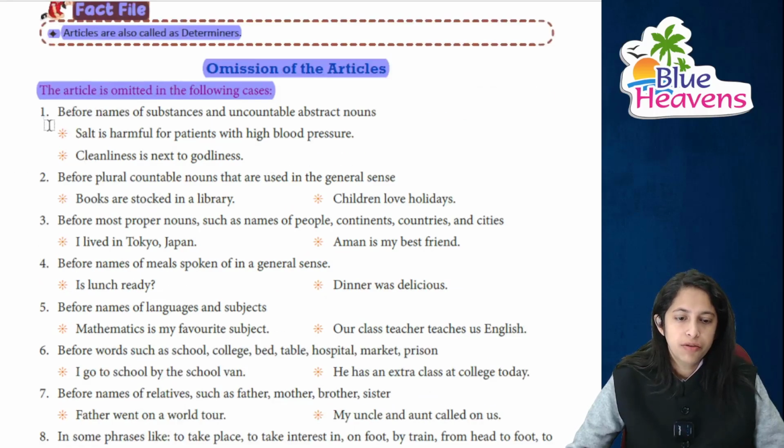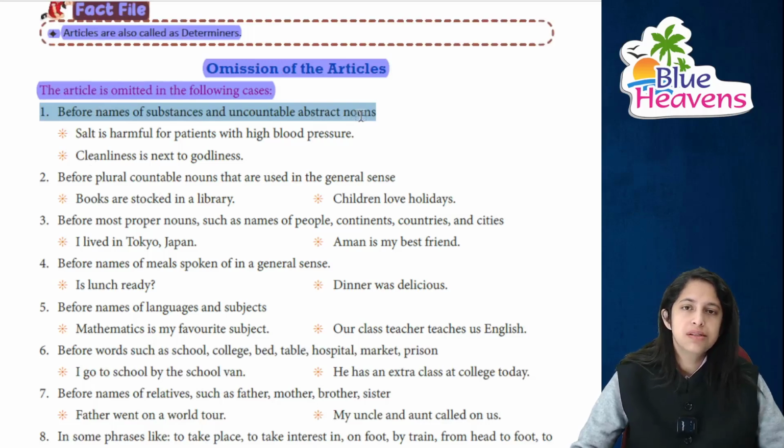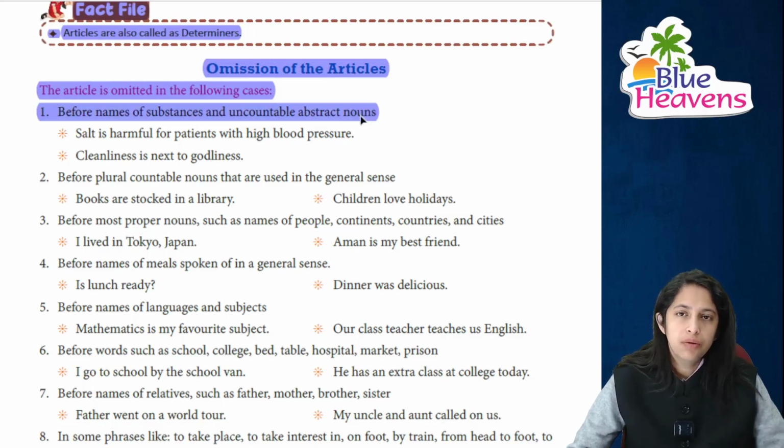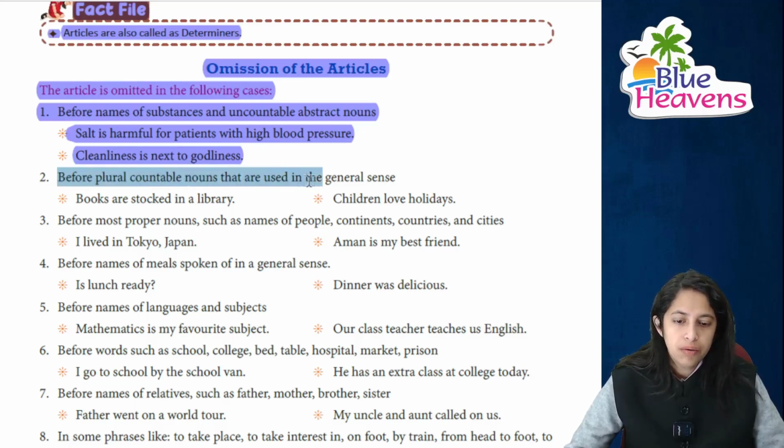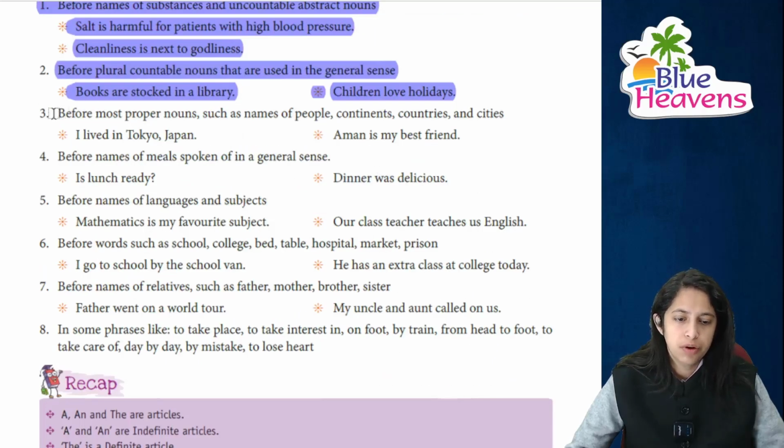Articles are omitted in the following cases: before the name of a substance, and of course before uncountable abstract nouns. For example, salt is harmful for patients who have high BP; they should not be given salt. Cleanliness is next to godliness, right? Before plural countable nouns used in the general sense: books are stocked in the library, and children love holidays. Children love holidays very much.